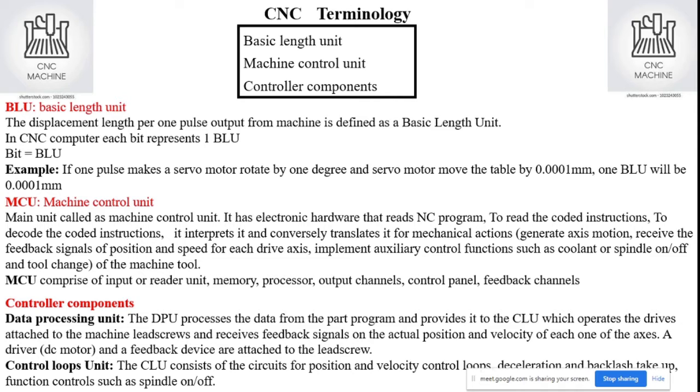A driver, generally a DC motor, is used, and a feedback device is attached to the lead screw. These are all the data processing unit. This data processing unit gives the data to the control loops unit. So how does the control loops unit perform? Generally, the control loops unit consists of the circuits for position and velocity control loops.